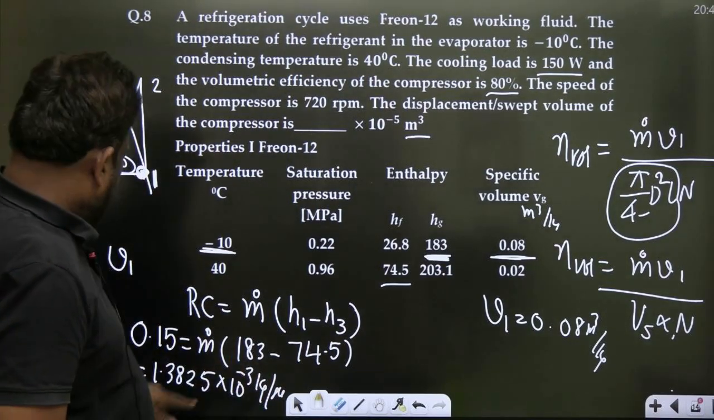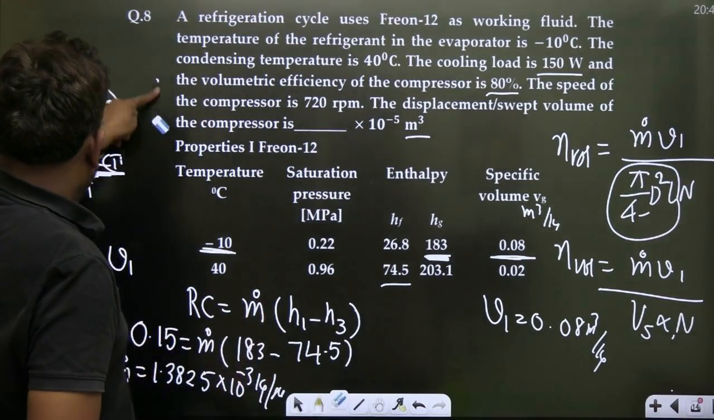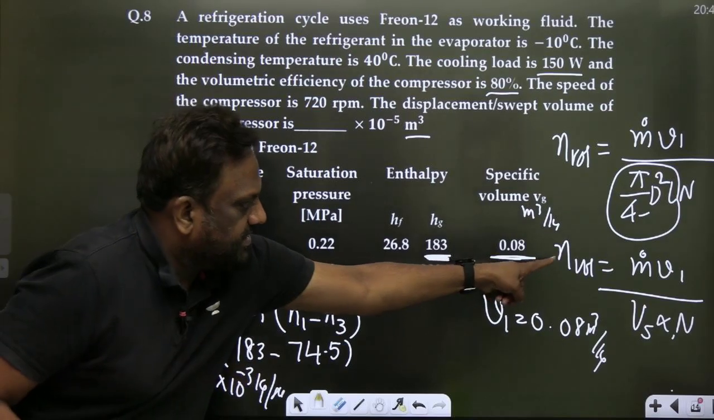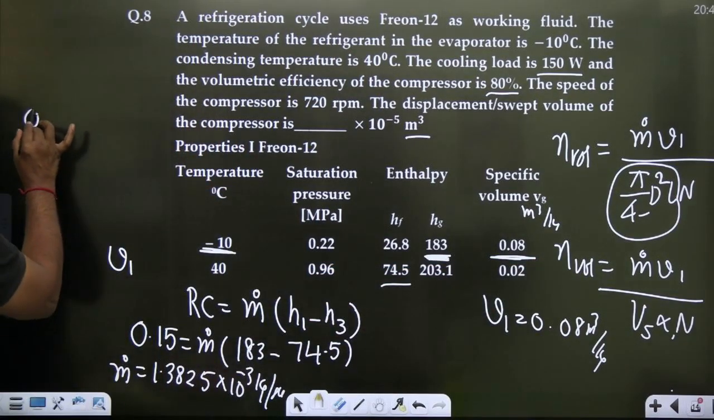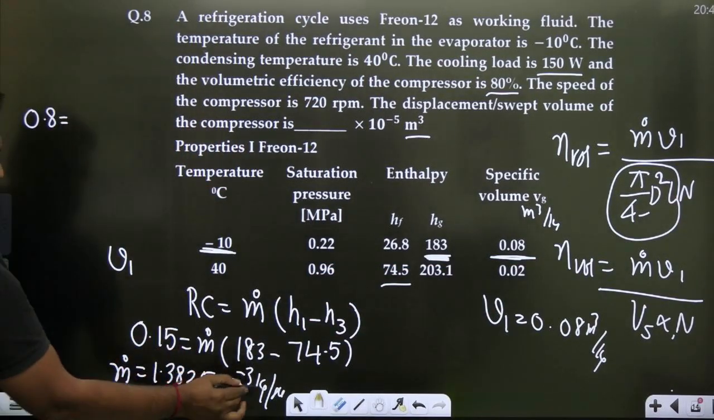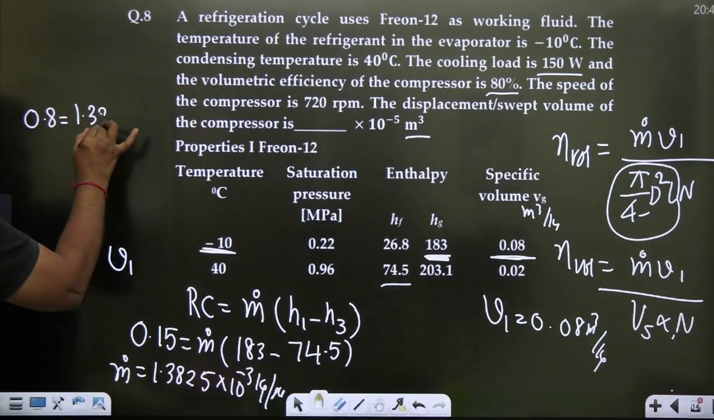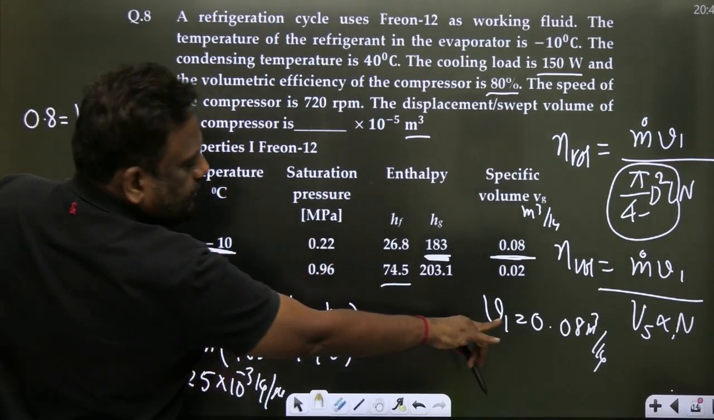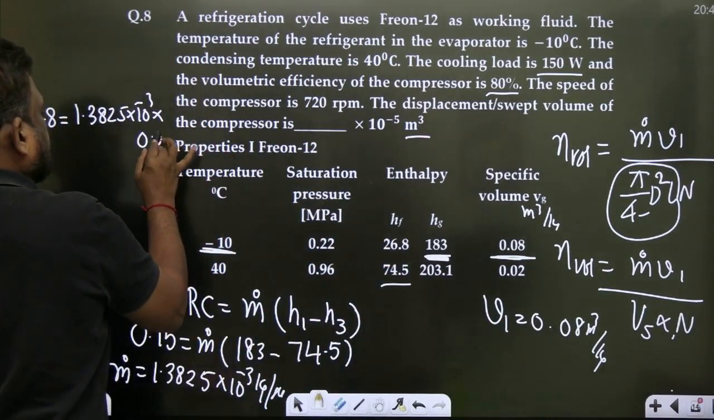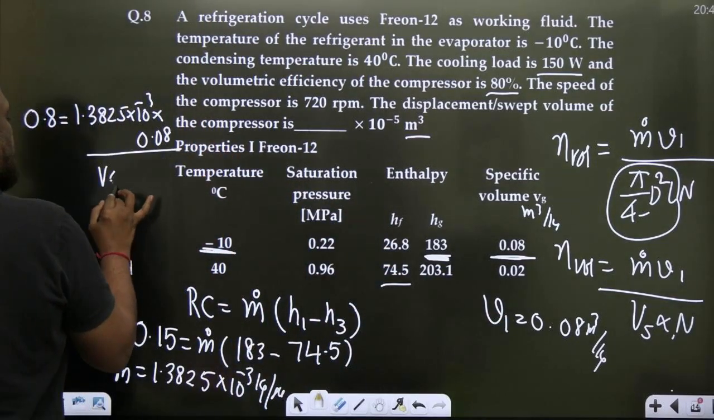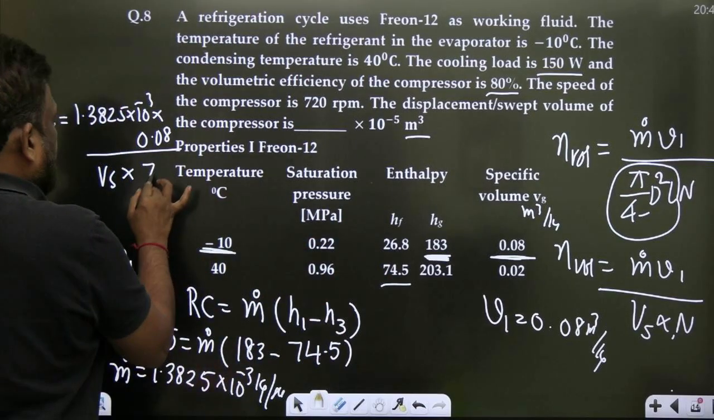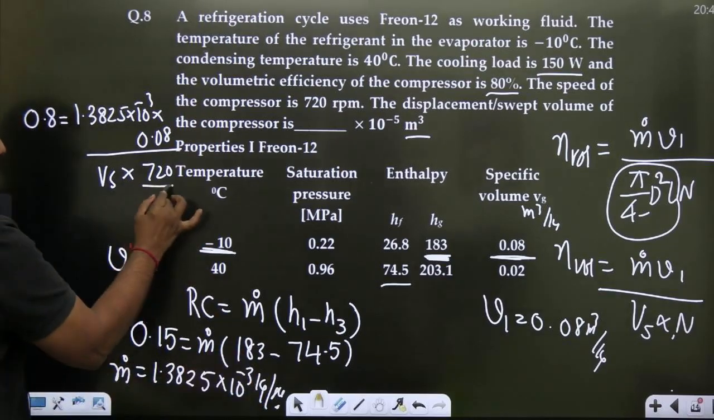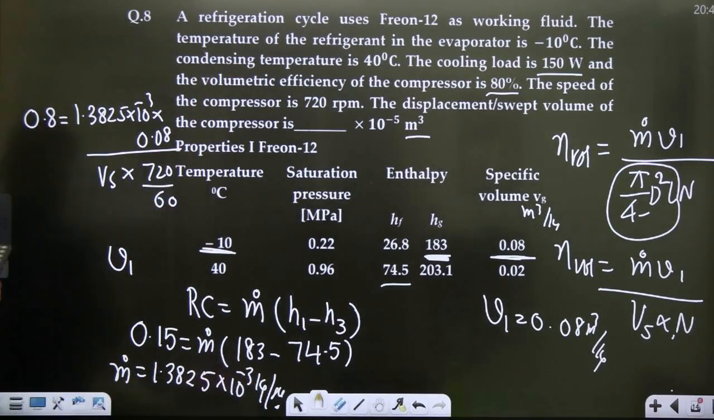So now everything is known. Let us substitute here. My dear students, units are very important. The volumetric efficiency is 80%, so 0.8. M dot we have calculated, 1.3825 into 10 power minus 3, into V1. What is V1? 0.08, divided by Vs into speed. Speed is 720, it is RPM. This is kg per second, so divide by 60. So you will get Vs as.